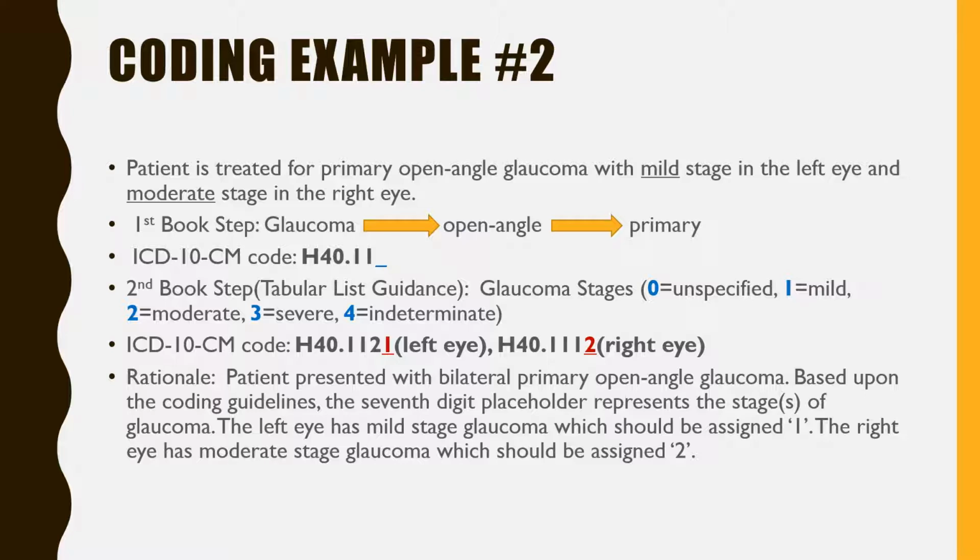So with our rationale, again, the patient presented with bilateral primary open-angle glaucoma, and based upon the coding guidelines, the 7th digit placeholder represents the stage or stages of the glaucoma. The left eye has a mild stage glaucoma, which should be assigned 1, and then the right eye has moderate stage glaucoma, which should be assigned 2.